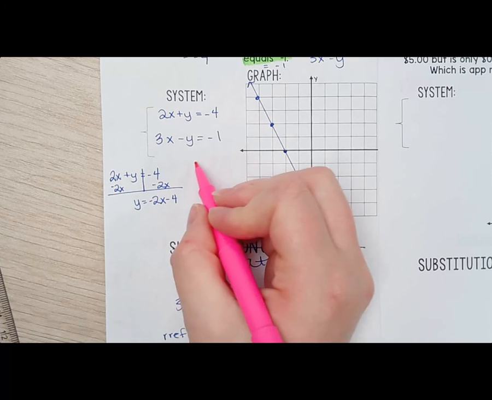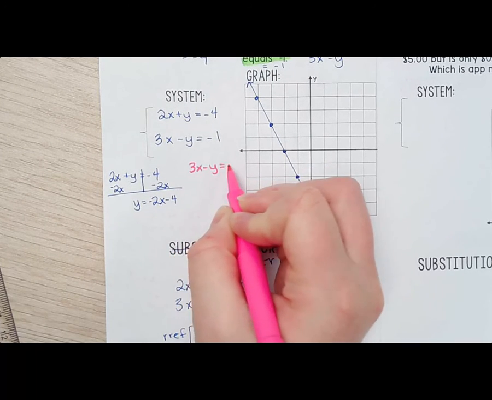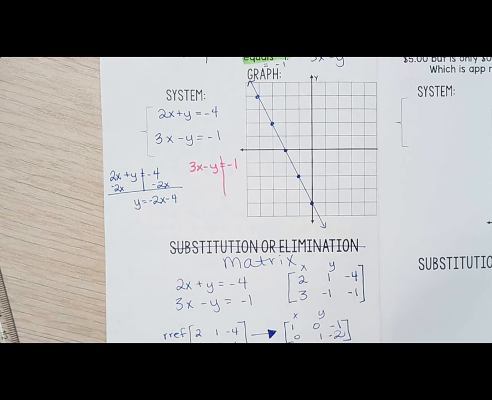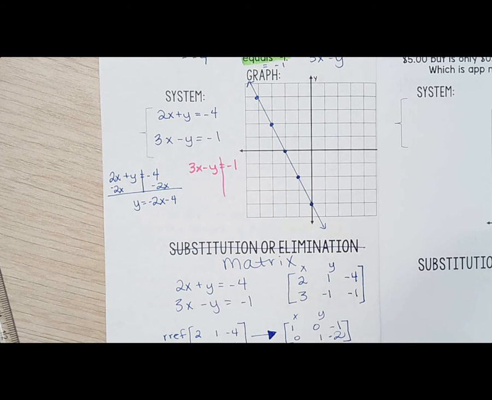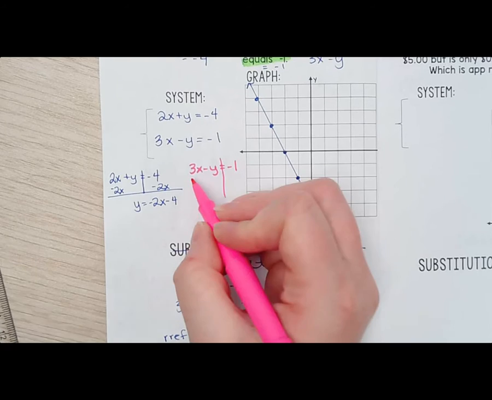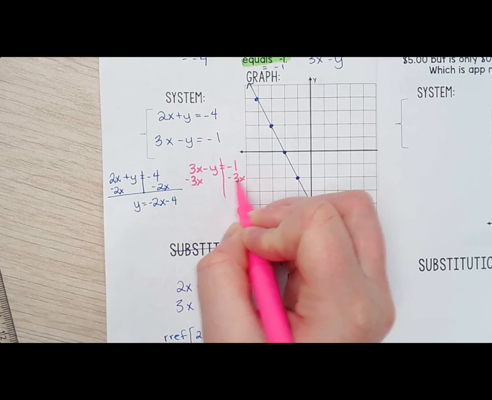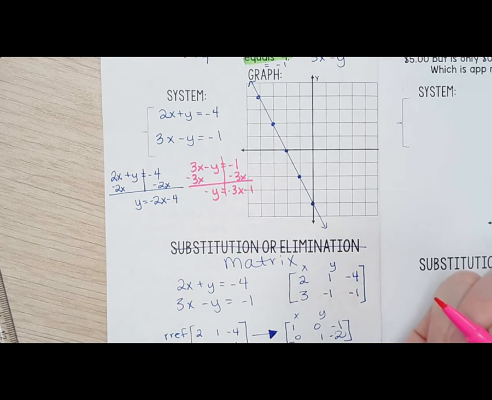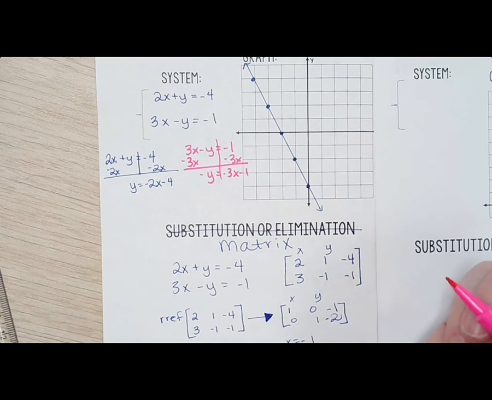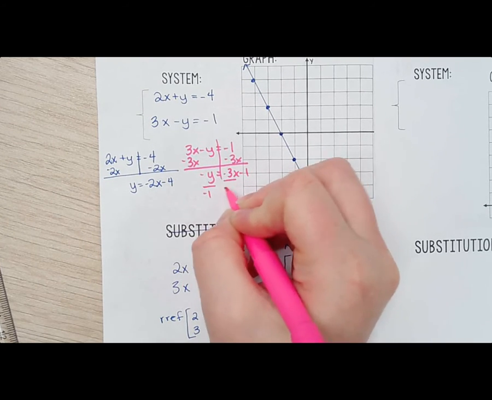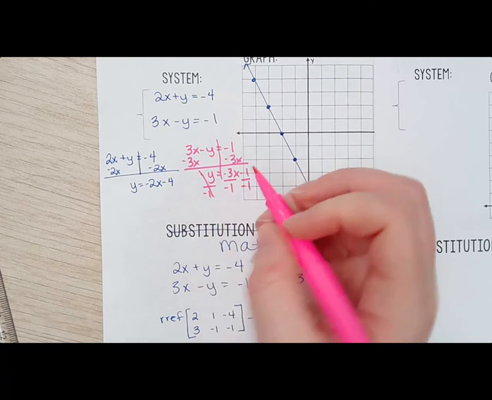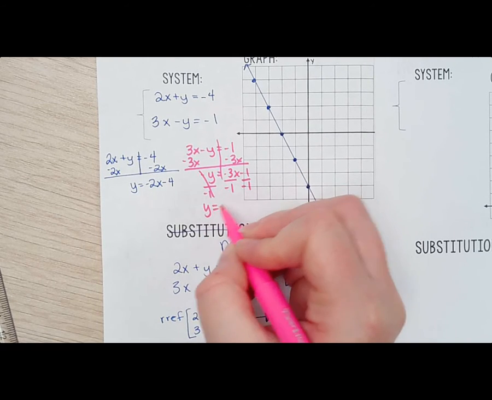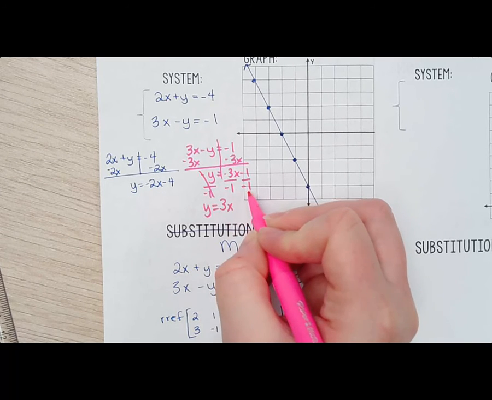Okay, and then the other one is 3x minus y equals negative 1. You can solve that for y also. So we need to do minus 3x, negative y equals negative 3x minus 1. But when we graph it, it should not be negative y equals. It should be y equals. Divided by negative 1 all the way through. Negative over negative is positive. Negative 1 over negative 1 is positive.